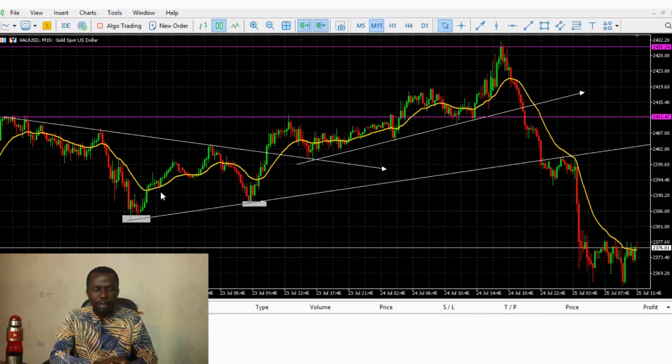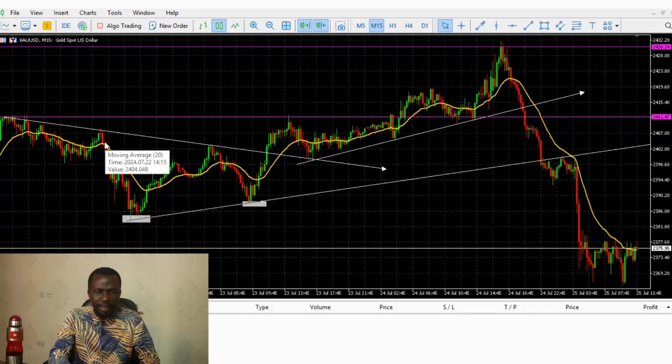So that is what I'm talking about. I'm only looking for price to break above the trend line for me to confirm that the trend has actually changed direction. As long as the price is still respecting the trend line, I'm still selling, right? I'm not taking my trade from the moving average. I'm only taking my trade from the trend line, because in this scenario, price is not respecting the 20 EMA.